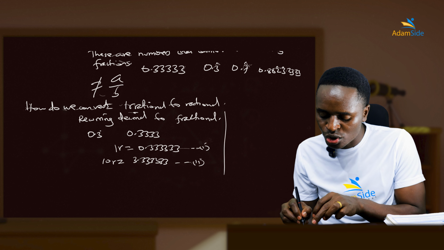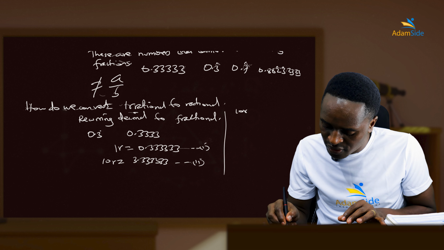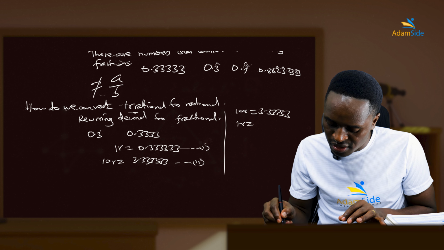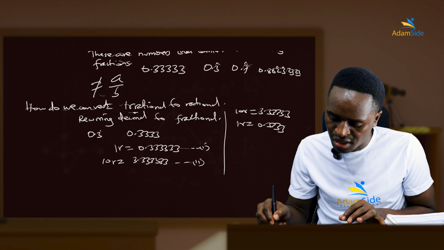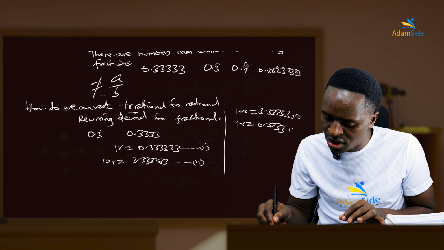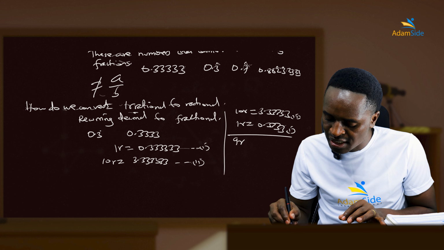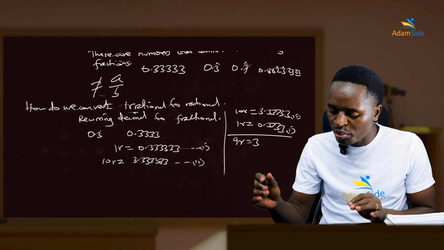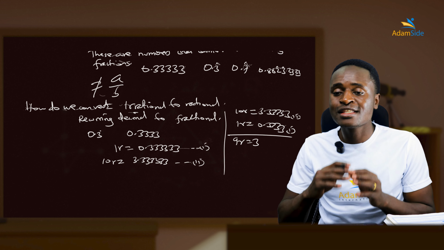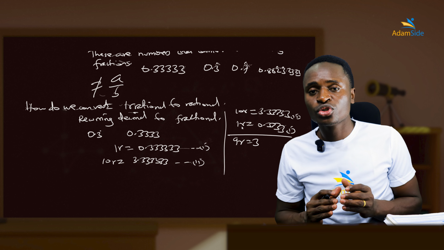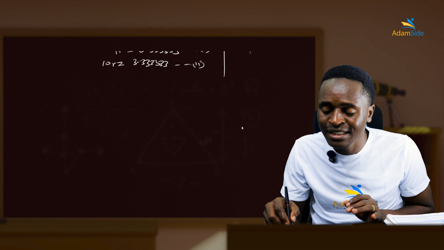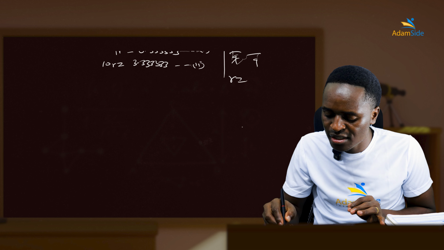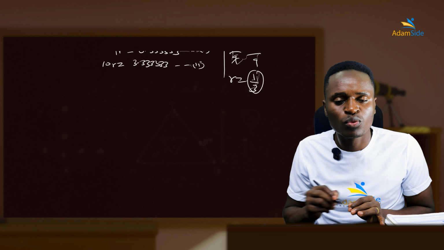Therefore, find the difference between equation 2 and 1. That will be 10r equals 3.33333, and 1r equals 0.3333. So equation 2 minus equation 1: 10r minus 1r is 9r, 3 minus 0 is equal to 3, and the decimal part gives 0, 0, 0. That's the idea of changing irrational to rational: we want to eliminate the decimal part. Then you make r the subject, divide by 9 on both sides. You get r equals 3 over 9, which when you simplify gives 1 over 3.